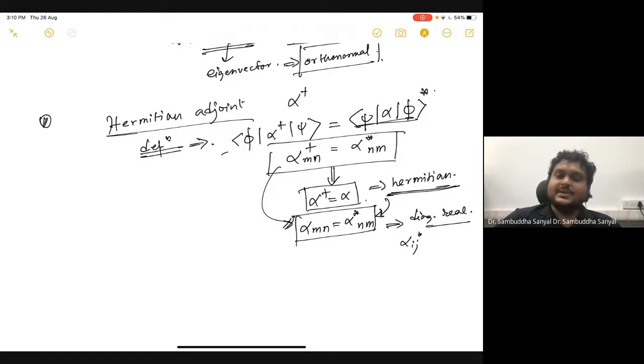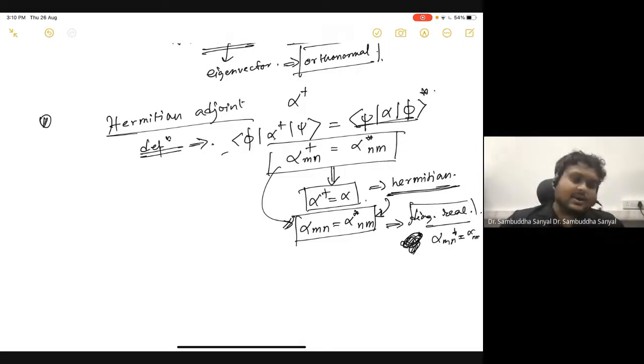So I am using a new index ij to remind yourself they are strictly off diagonal. Okay, or let's not use a new index. So alpha mn star equals alpha nm. Okay, when m and n are equal, the first statement is true, they are real.